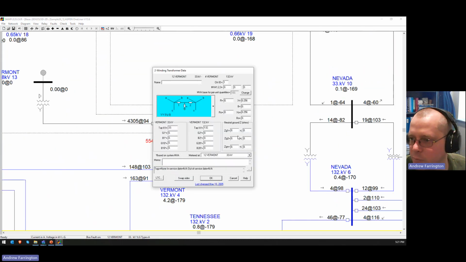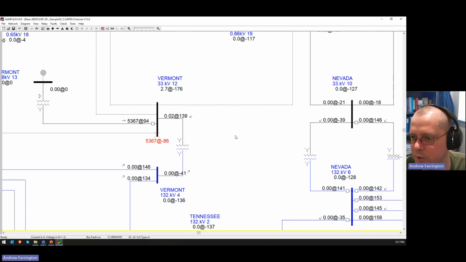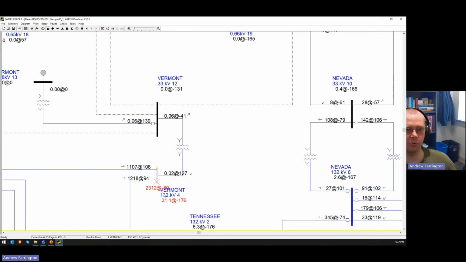And then I guess if we make, let's say, the high side ungrounded, let's just put in a bunch of nines here. Now we do a zero sequence fault, and there's no fault current flowing through the transformer. Even though one side is solidly grounded, it doesn't flow through because the other side is ungrounded.